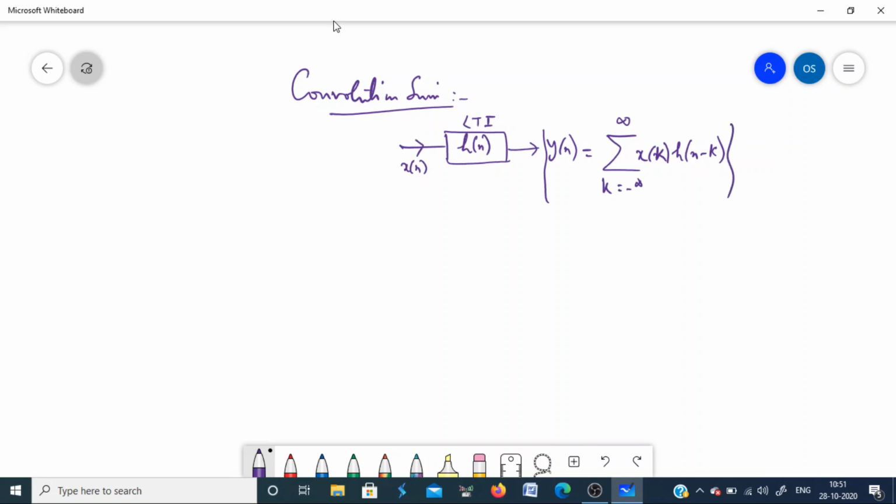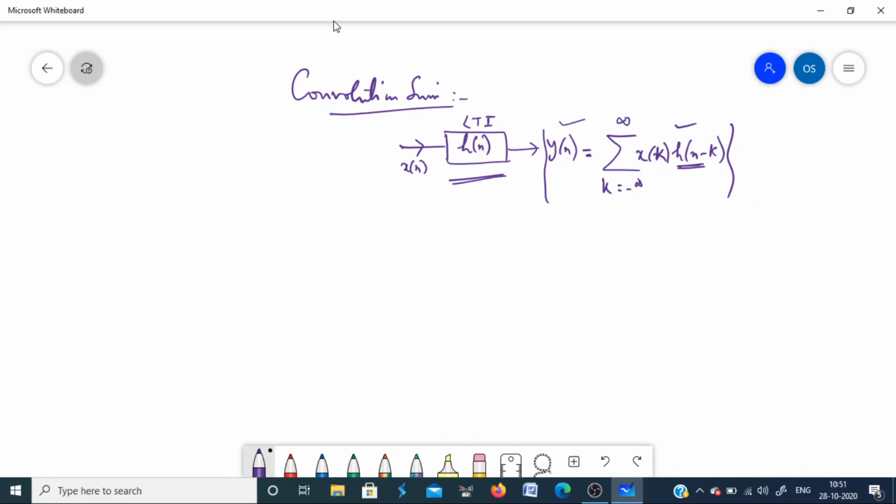And we have seen how you can compute the convolution of two signals. So there are four operations. You first fold one signal, then shift it, then multiply with another and add, and you get one sample. Similarly, for each sample you have to repeat all these four operations.